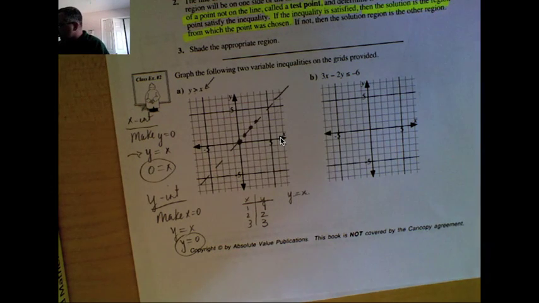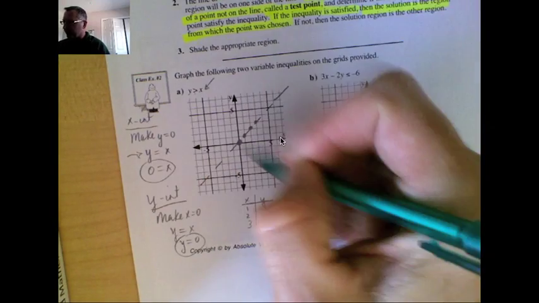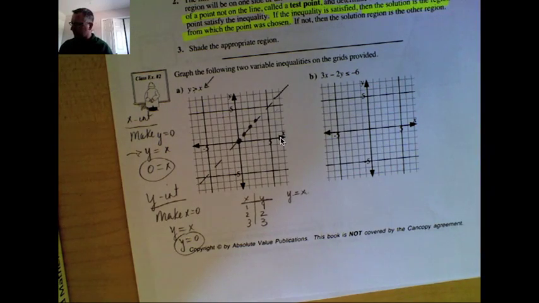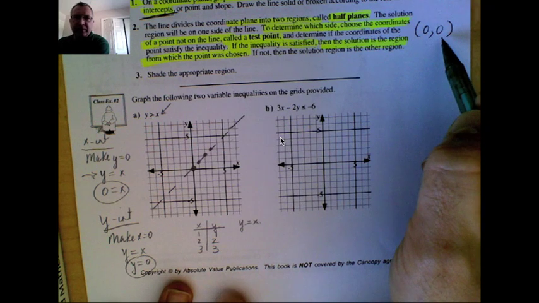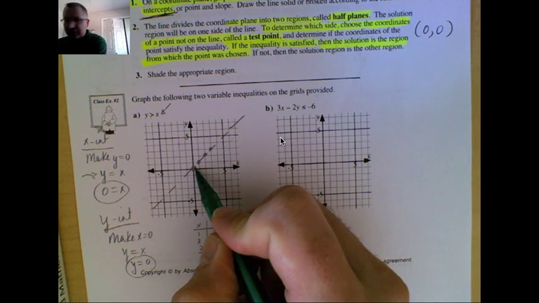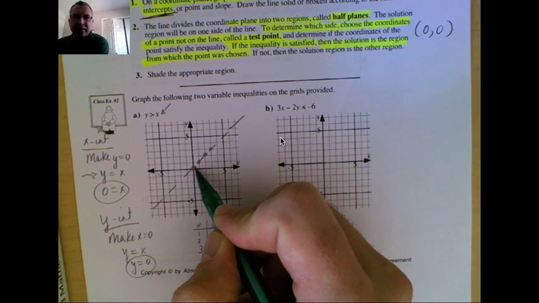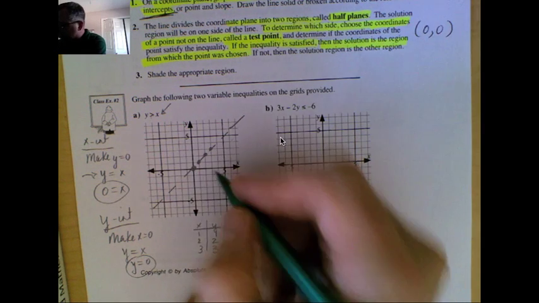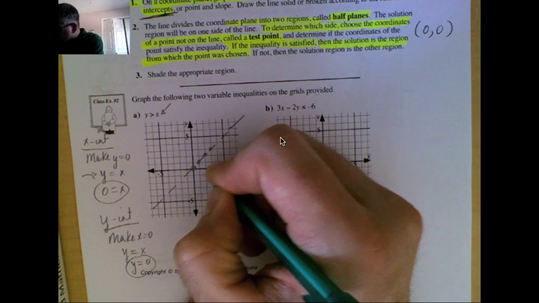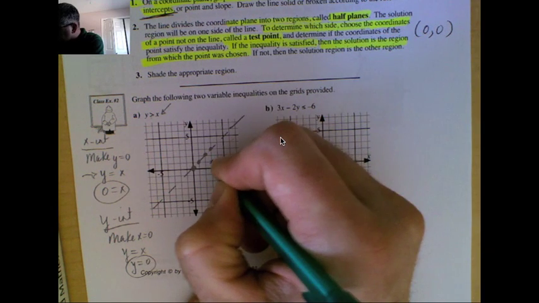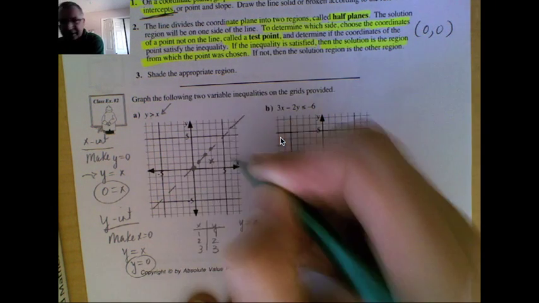And it then says use a test point to determine, do we shade above or do we shade below this particular line? So how do I decide which point to use as a test point? Well, I said the easiest test point to use is (0, 0). In this case, (0, 0) is on our line, so we can't use that point. We've got to use some other point. So I'm just going to go over to (3, 1).